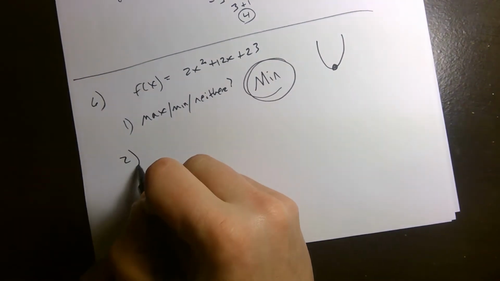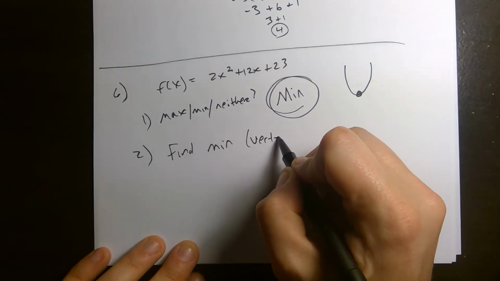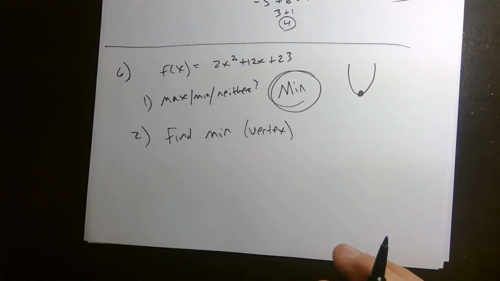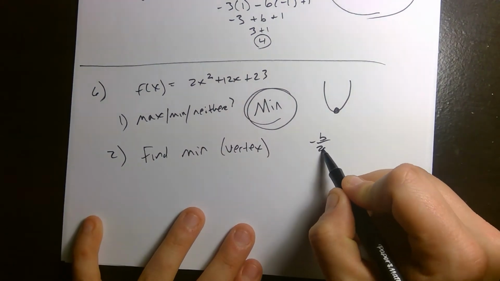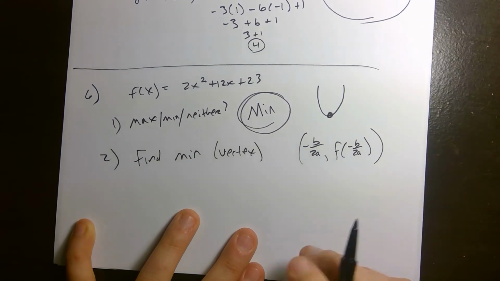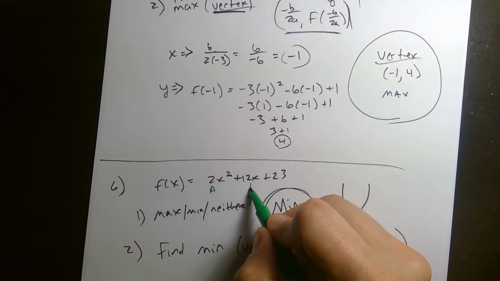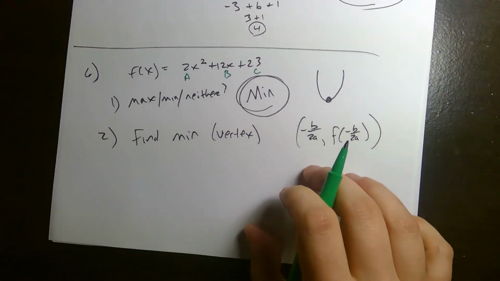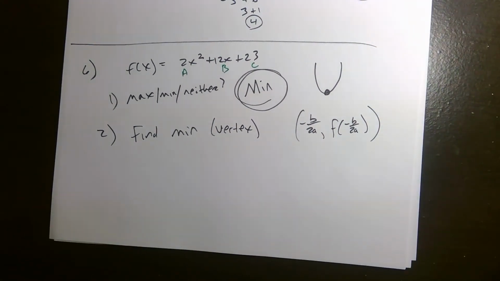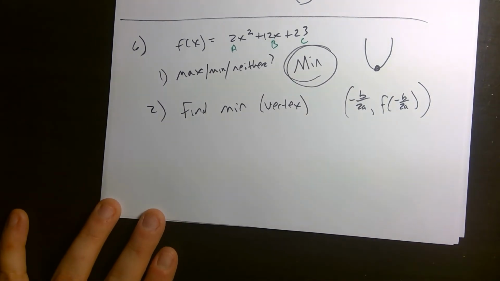Step number 2, of course, is to go ahead and find that minimum, which again is our vertex. We're going to use the same vertex formula that we've been using to find that, which is going to be the opposite of b over 2a, and then f of the opposite of b over 2a. So let's do that. Up here, we can say, hey, look, here's my a value, here's my b value, here's my c value. And again, don't let the fact that we have a c value confuse you. We don't need it. It's just there. We'll eventually use it when we plug it back in, but not yet.